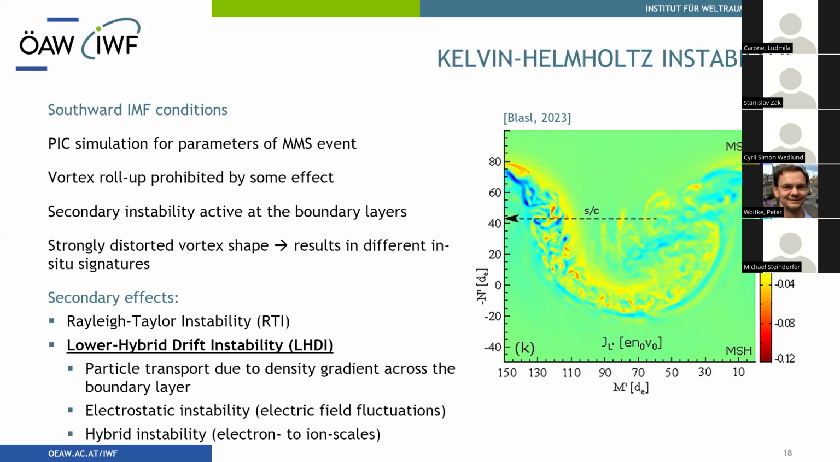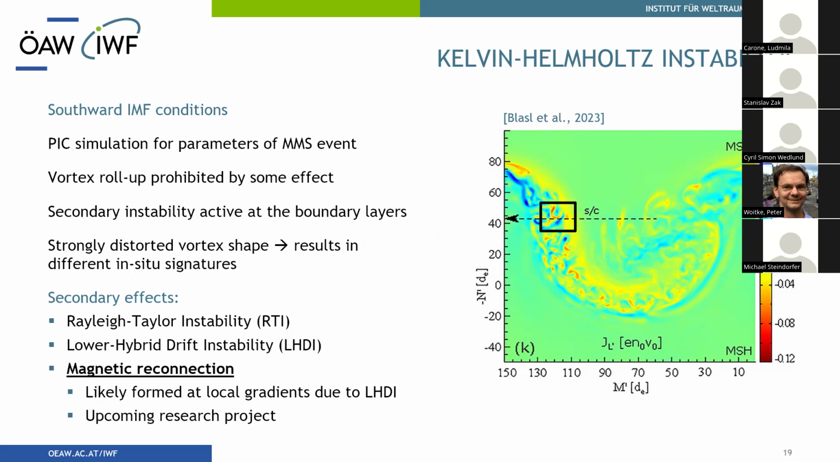If you cross this region, you will see a lot of fluctuations in here. Here I plot the current density, but actually these fluctuations are especially seen in the electric field, in electrostatic instability. And yes, so a lot of particle transport due to this strong density gradient, and it again strongly destroys the vortex structure.